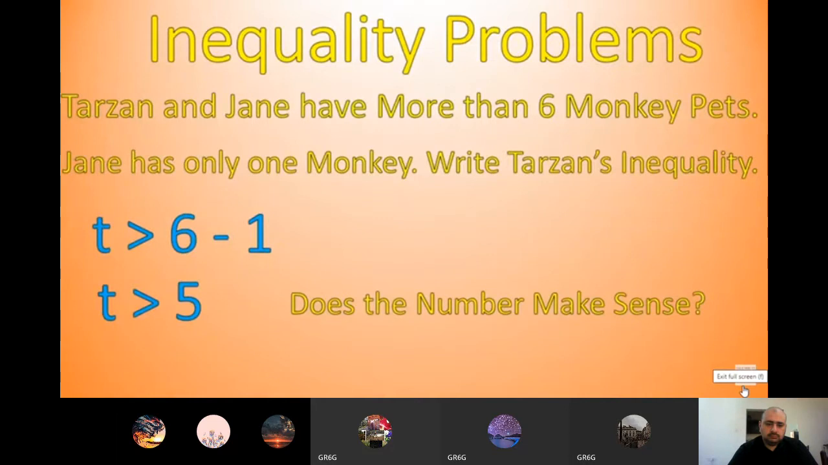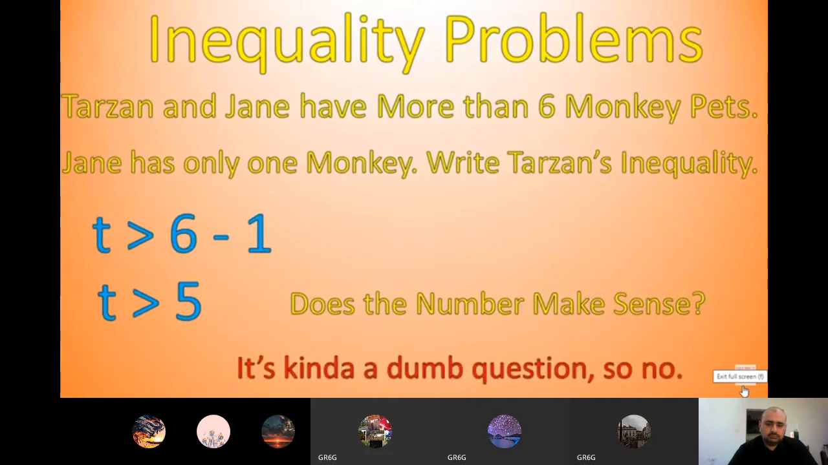So again, we ask ourselves at the end of doing these questions, does the number make sense? Tarzan has 5 monkeys, Jane has 1, or Tarzan has more than 5. Yeah, I guess it makes sense. But at the same time, it's kind of a dumb question, so no, it doesn't really make any sense, but at least the numbers make sense. That's what we're focusing on, numbers.